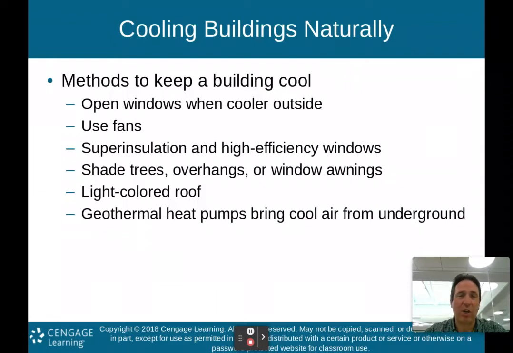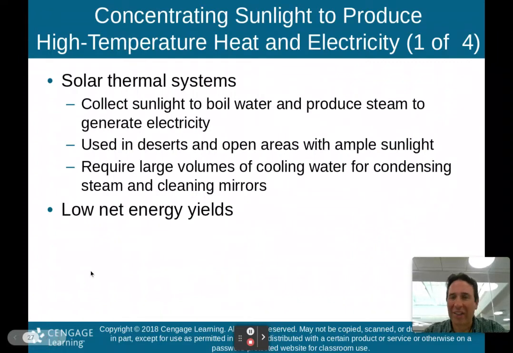Light colored roofs increase the albedo, increasing the reflection of solar radiation. Geothermal heat pumps bring cool air from underground. That's something we'll talk about in part 2 of this lecture. But geothermal actually uses Earth's heat and cooling as a heating and cooling system to heat and cool our homes. And again, more on that coming up.